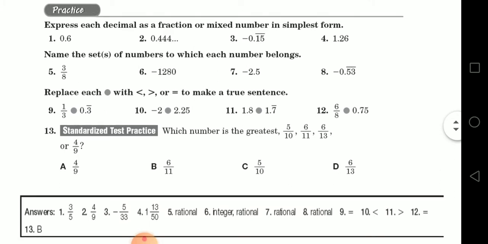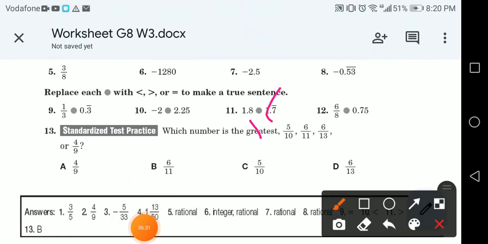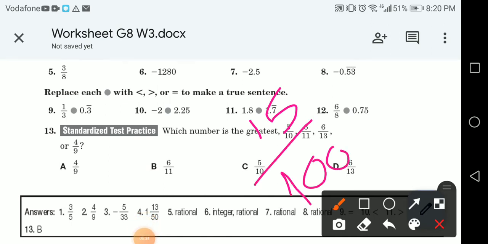What else? Negative 0.15 repeated. So how can I solve this one? It means that I have 15 over 100, and negative 1. So what did I do here? I will simplify.